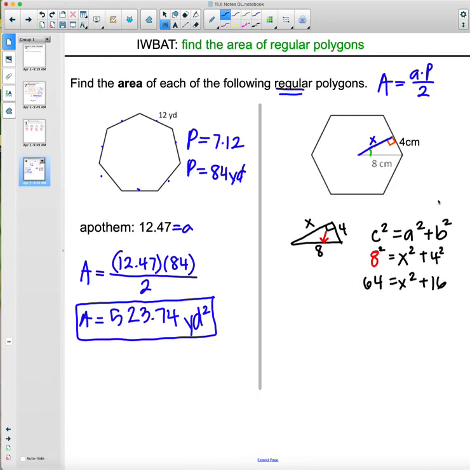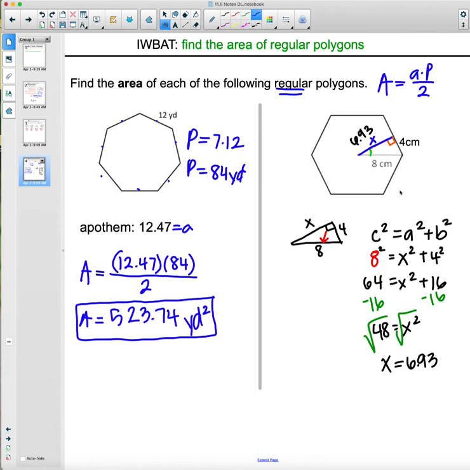Then we'll subtract 16 from both sides and get 48 equals X squared. Then you can square root that, and we'll get 6.93. So X, or the apothem, equals 6.93 centimeters. So this right here is 6.93. So we've got our little a, our apothem.